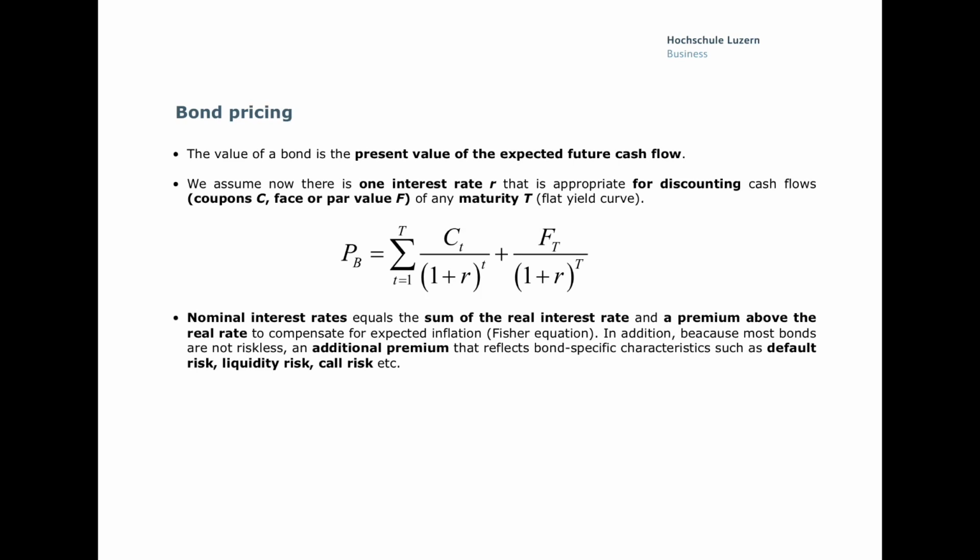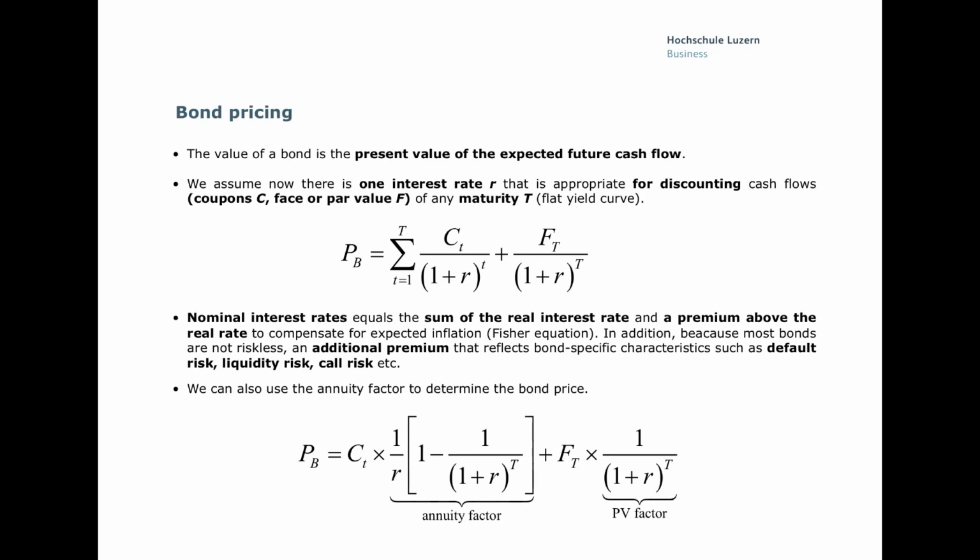Moreover, it is important to note that the interest rate used to discount the cash flows is in nominal terms. This means, according to the Fisher equation, that this nominal rate equals the sum of the real interest rate plus an inflation premium to compensate for expected inflation. Moreover, since bonds are not riskless, the nominal interest rate might include an additional premium that reflects bond-specific characteristics such as default risk, liquidity risk, call risk, etc.